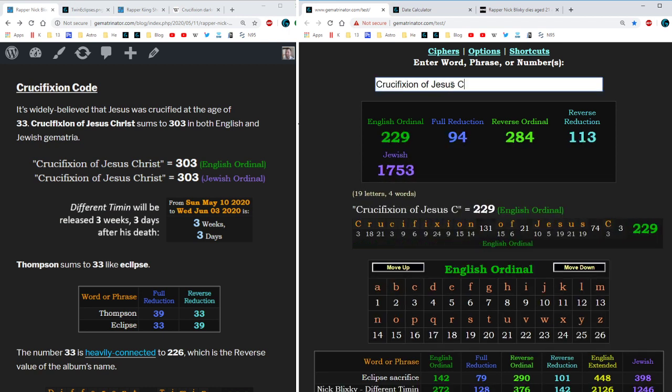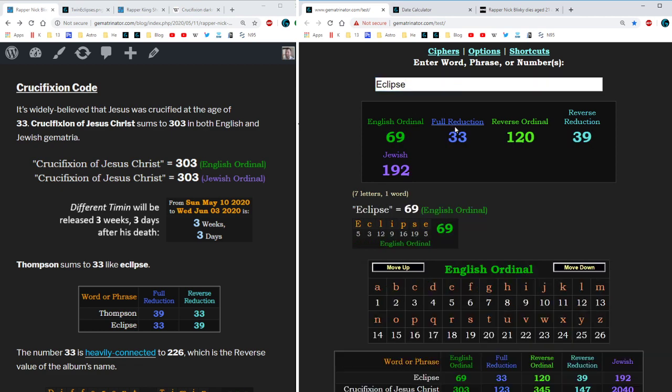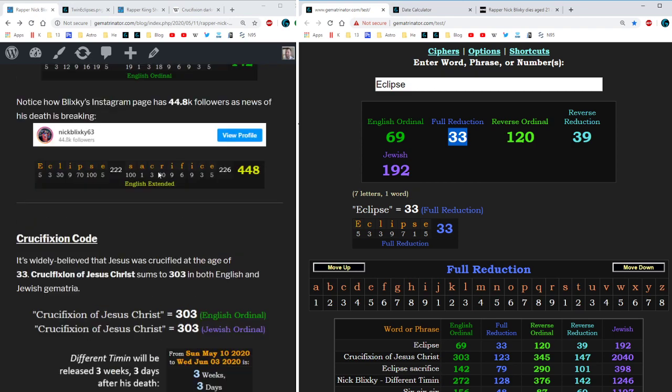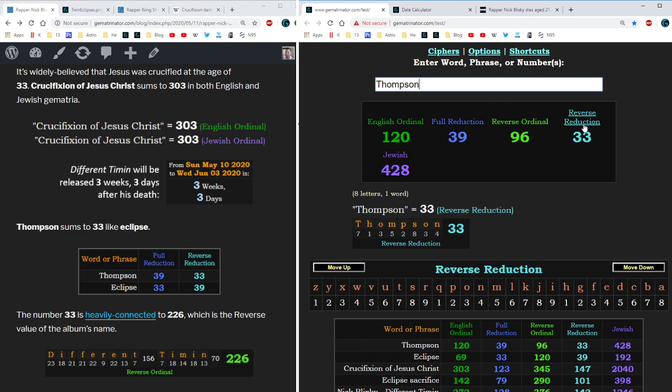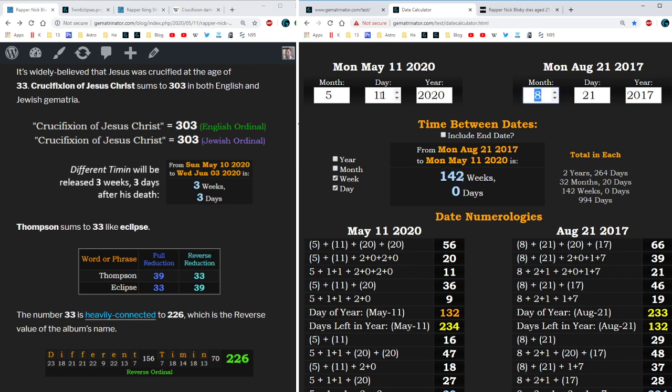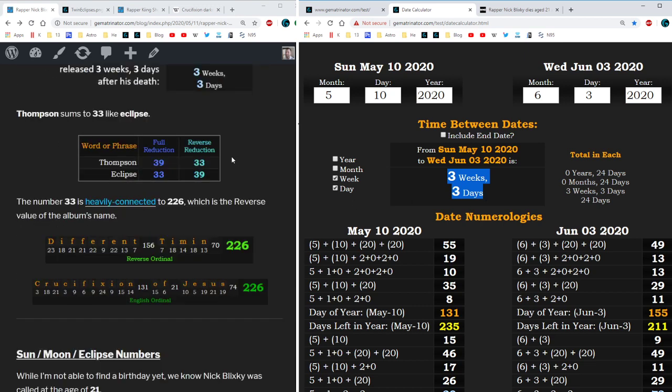Now, it's widely believed that Jesus was crucified at age 33. Crucifixion of Jesus Christ equals 303 in ordinal. So does the word eclipse in reduction, 33. Notice how the name Thompson, his real last name, is also 33 and 39 like eclipse. And again, measuring from this man's death to the release of his album will be 3 weeks and 3 days.